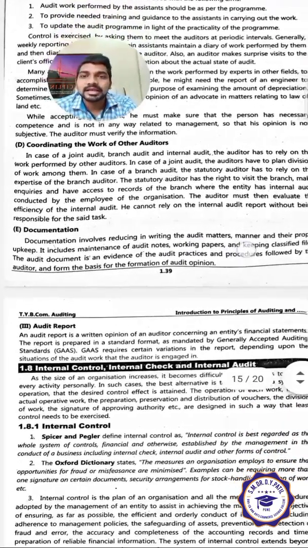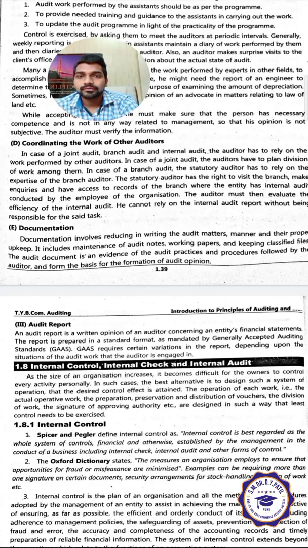The next one is coordinating the work of other auditors. In case of a joint audit, branch audit, and internal audit, the auditor has to rely on the work performed by other auditors. In case of the joint audit, the auditors have to plan division of work among them. In case of branch audit, the statutory auditor has to rely on the expertise of the branch auditor. The statutory auditor has the right to visit the branch, make enquiries, and have access to records of the branch.